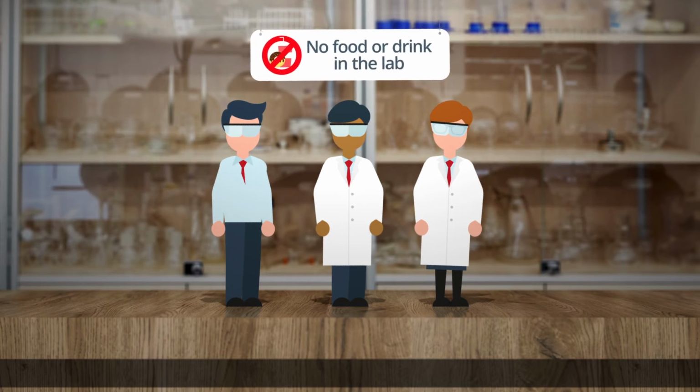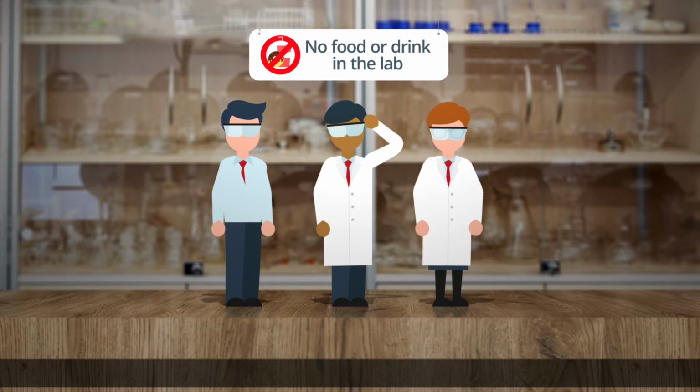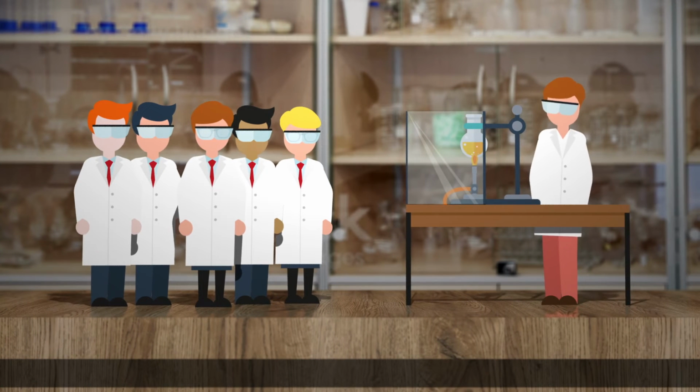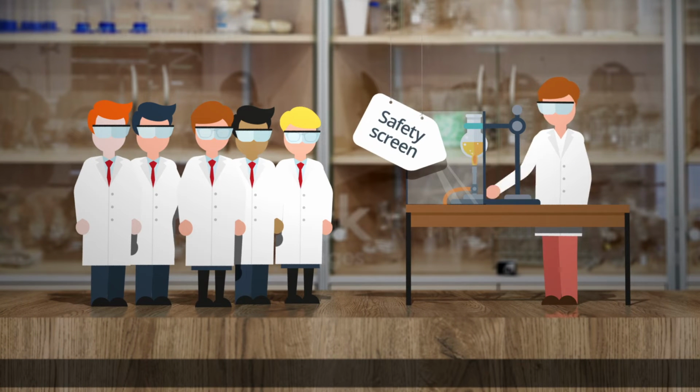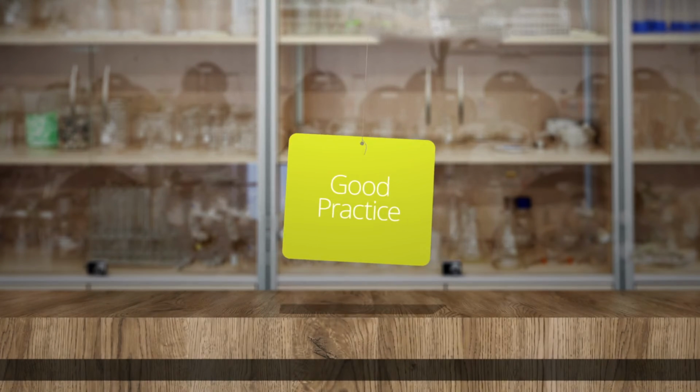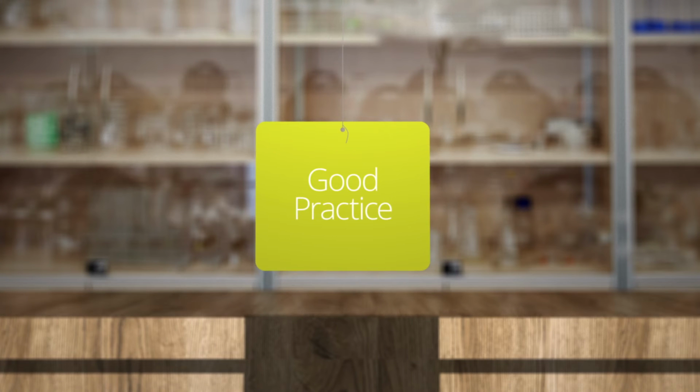Ensure that no one eats or drinks in the lab, especially when working with foodstuffs. Also, be mindful of any allergies learners might have. When demonstrating, you might require a safety screen separating the experiment from the learners. If you don't have access to a safety screen, ensure that your learners are a suitable distance away from your demonstration. Now, here are some examples of good practice when working in the lab.